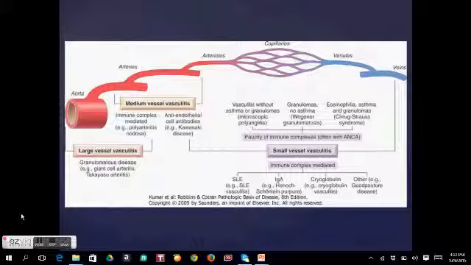Now moving on towards your medium vessel vasculitis, which affects the medium-sized arteries. So when you look at it, there are two conditions basically. You have polyarteritis nodosa and the Kawasaki disease, which affects your medium vessels.